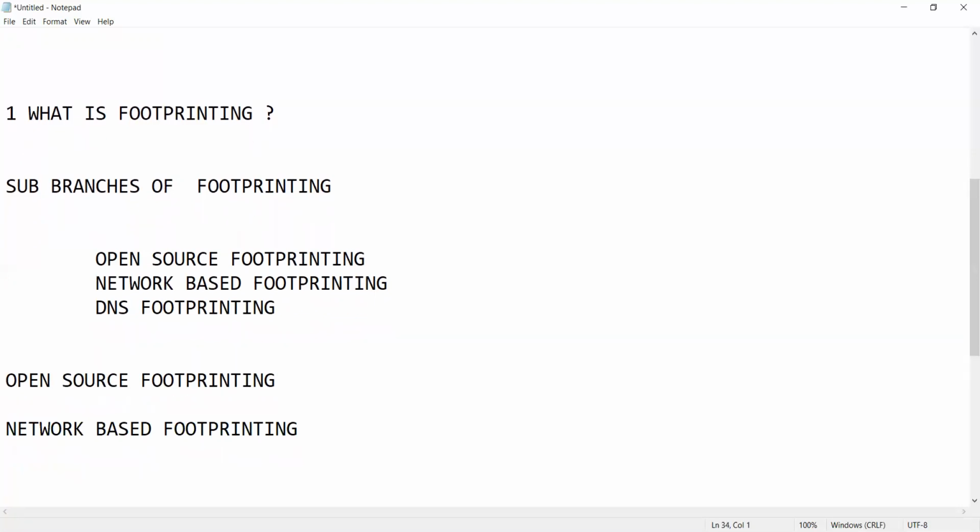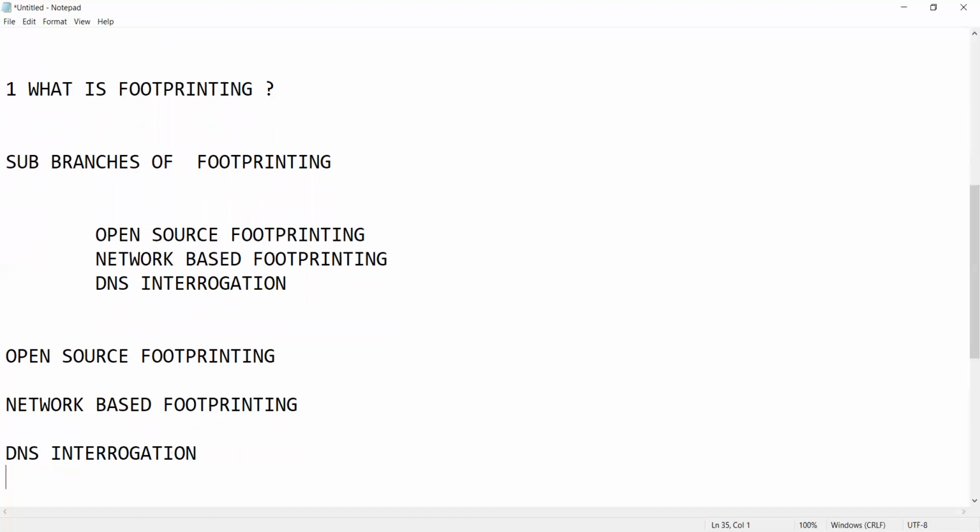The last one is a sub-branch of footprinting, DNS interrogation. After gathering the information needed from the different areas using various techniques, the hacker usually queries the DNS using pre-existing tools. Many freeware tools are available online to perform DNS interrogations.